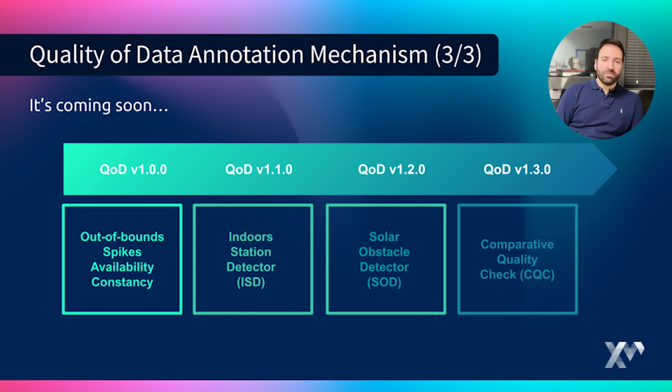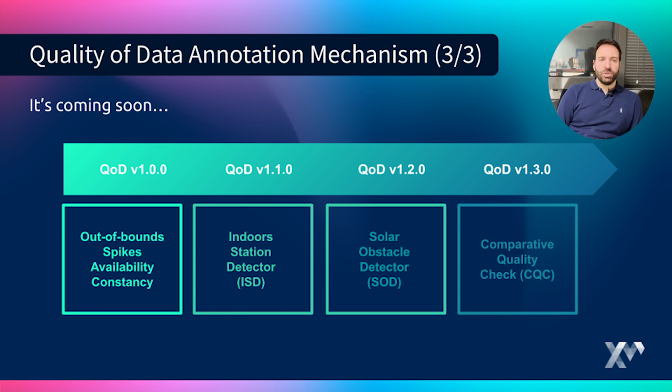In our upcoming release, version 1.2, we're introducing a new feature called the Solar Obstacle Detector, or SOD. This innovative process utilizes solar irradiance to identify significant obstacles around the weather station. Currently, SOD is still in the research phase, but we anticipate it will serve as an additional tool for users, encouraging them to improve their deployment setups.